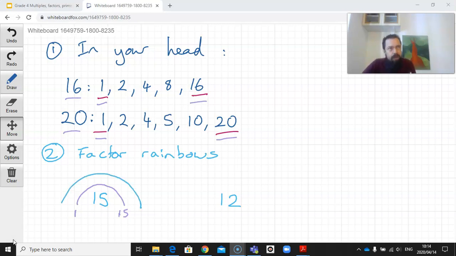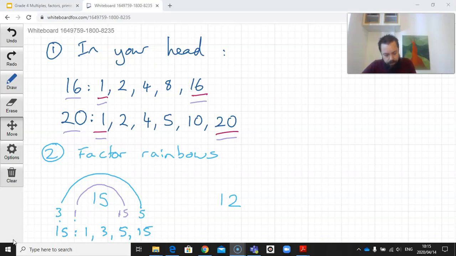So I'm going to see, does 2 fit in? No. Does 3 fit in? 3 fits in. And what would I times 3 by to get to 15? 3 times 5 gets me 15. So there's the next line in my rainbow. Does 4 fit in? No. Does 5 fit in? Yes, but I've already got 5 on this side, and we don't need to repeat numbers. So that's all the numbers that go into 15. So now that I've drawn my rainbow, I'll write 15, and then I'll put them in order. 1 and then 3, 5, and then 15. And those are the factors of 15.